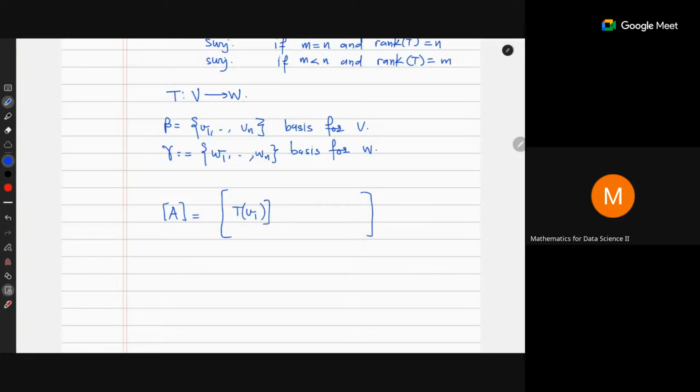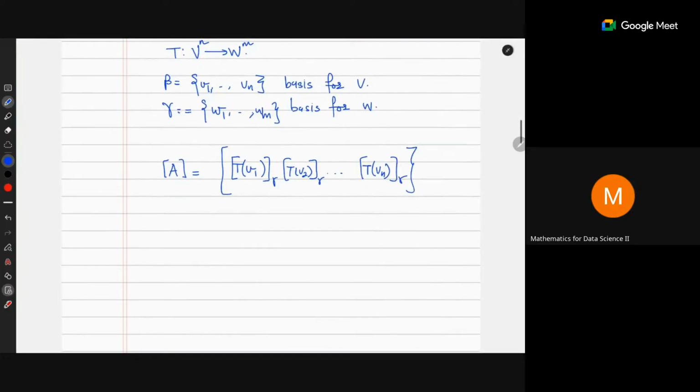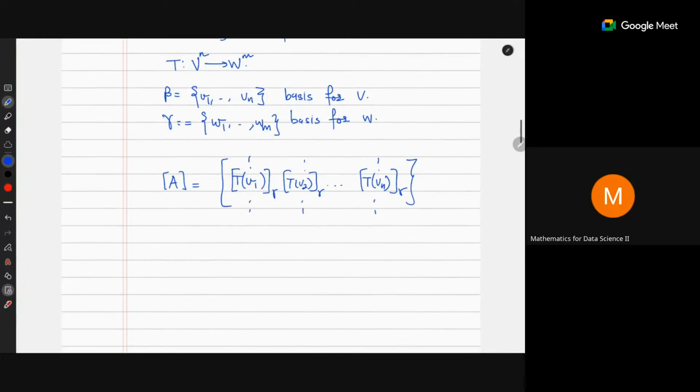So let me write it like this. Sorry, so let's take W to be m dimensional and V to be n dimensional. All right. So the columns will be this.